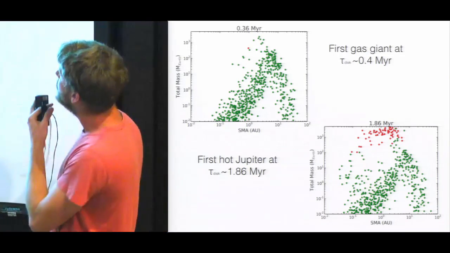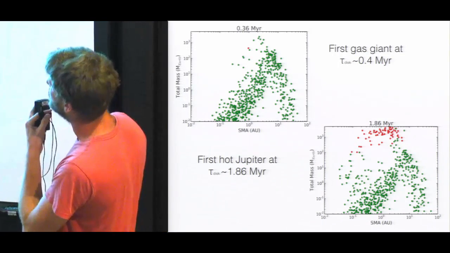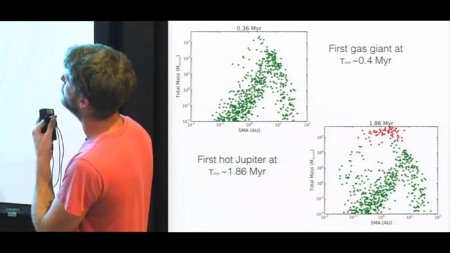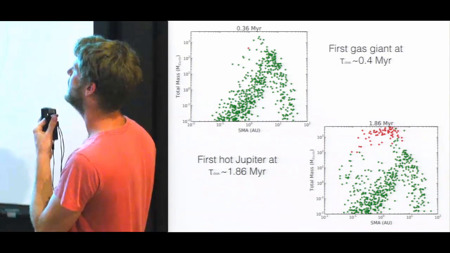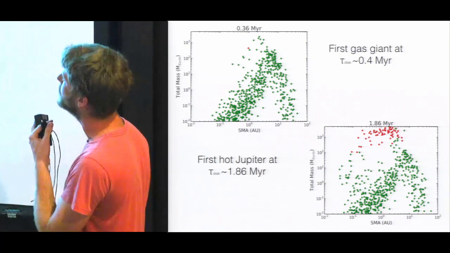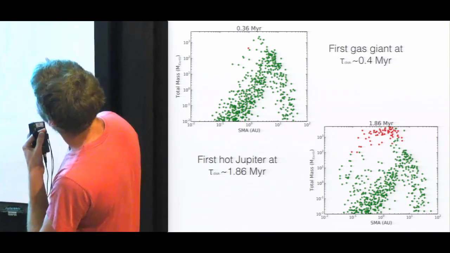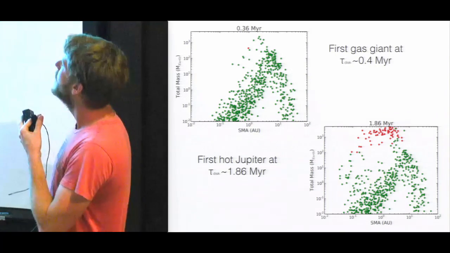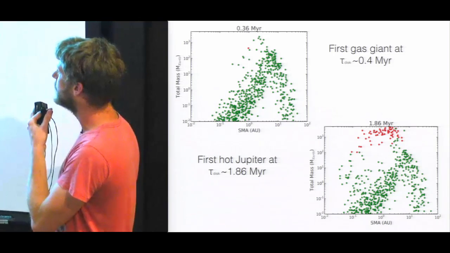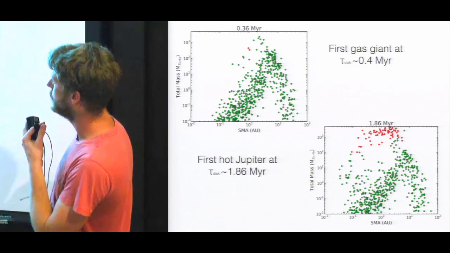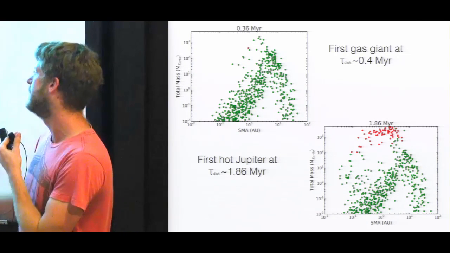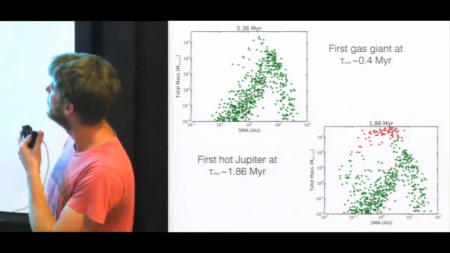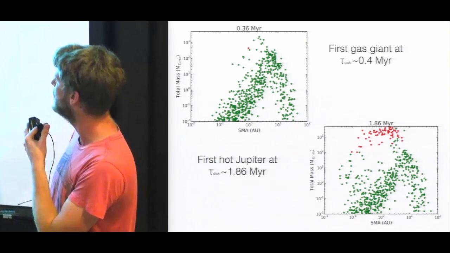And then we pointed out two key transitions here. The first, in the upper left, is where we see the first Jupiter-like planet appearing at 0.36 million years. That's just one planet out of the 1,000 we generated. You can see it in the upper left there. And then at 1.86 million years, we get the first hot Jupiter forming, which we defined as a Jupiter-mass planet, or Jupiter-like planet, interior to 0.1 AU.